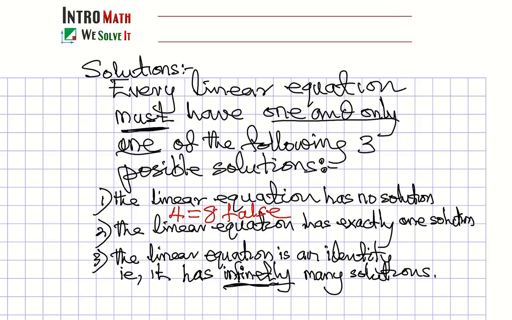Now the second scenario is that the linear equation has exactly one solution. You remember we solved a bunch of them. We ended up with something like x equals 4, and we said it's true. Then we checked and it checked out. We said the situation is true. So a linear equation can have only one solution, or it can have no solution.